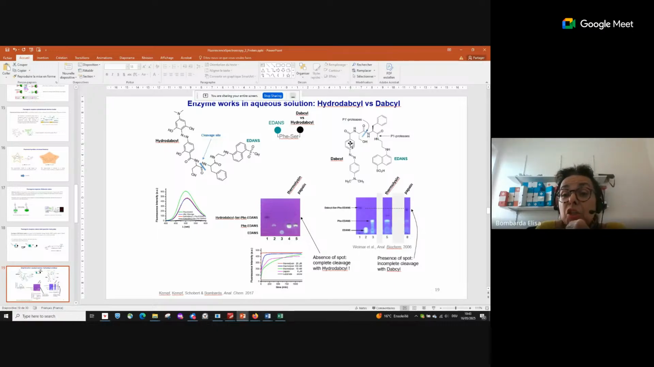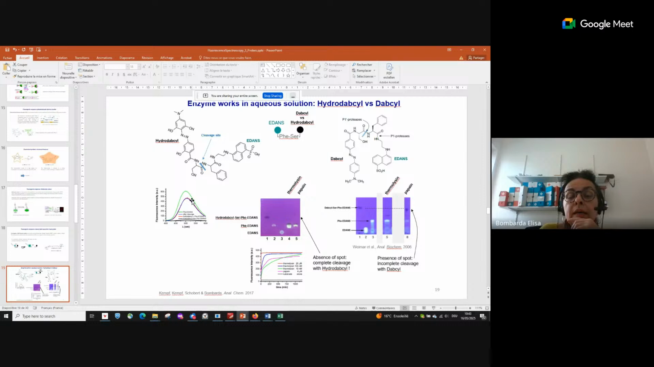And so we designed a new dark quencher, which we actually patented because it doesn't exist. It's this one here, which you see is very similar to Dapsil. The scaffold is the same, but with an additional OH group, it becomes hydrophilic.